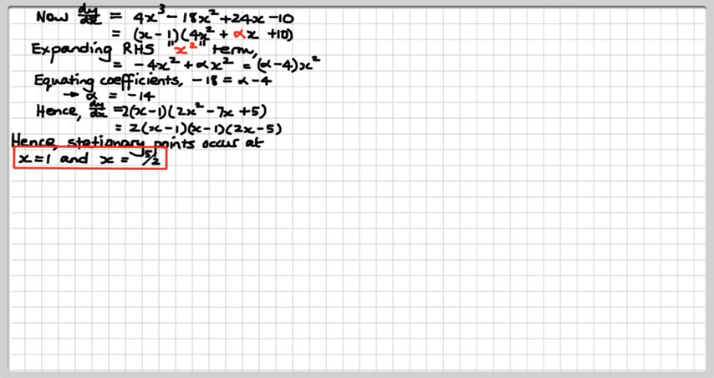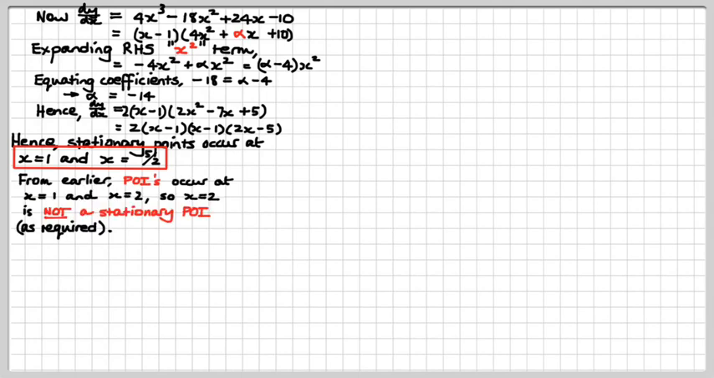So that's that. Now, okay, so from earlier, the POIs occur at x equals 1 and x equals 2. So x equals 2 is not a stationary point of inflection as required. It's just a point of inflection, right? So to summarise, x equals 1 is a stationary point of inflection, x equals 5 over 2 is just a stationary point, and x equals 2 is a POI, but it's not a stationary one, okay?